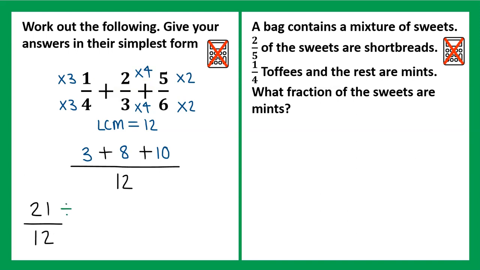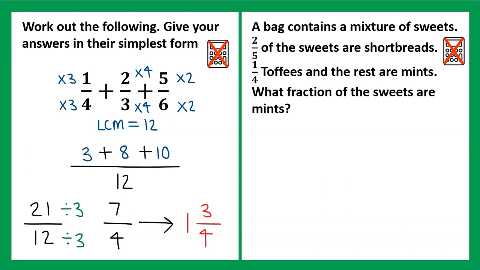Both of these are divisible by 3, so we can start to simplify. And 7 over 4 can be converted to a mixed number to give me 1 and 3 over 4. For the last question, a bag contains a mixture of sweets. 2/5 of the sweets are shortbreads, and 1/4 are toffees, and the rest are mints. Work out the fraction of sweets that are mints.